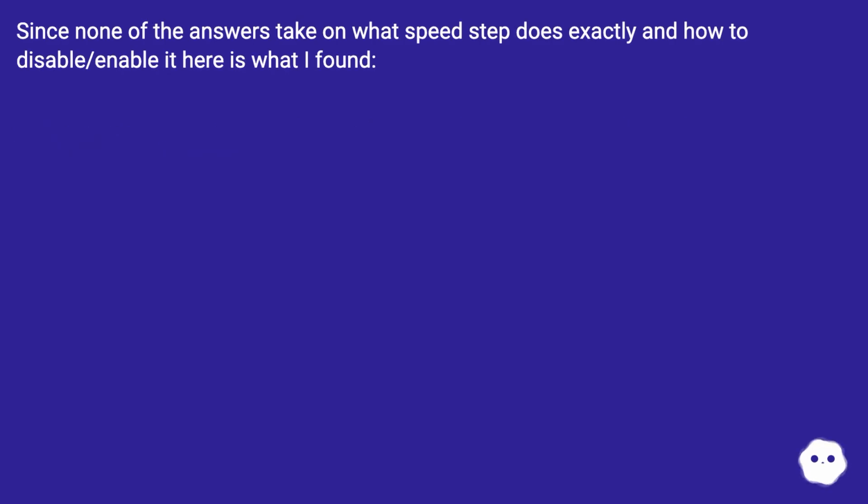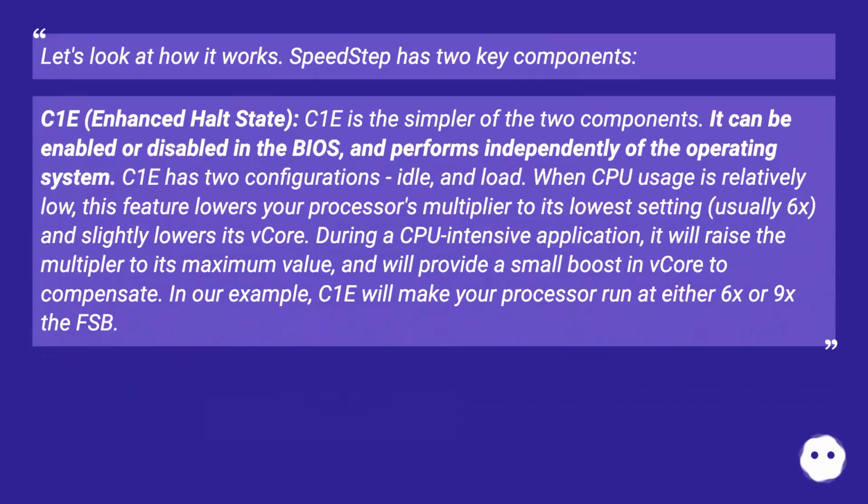Since none of the answers take on what SpeedStep does exactly and how to disable/enable it, here is what I found. Let's look at how it works. SpeedStep has two key components. C1E, Enhanced Halt State, is the simpler of the two. It can be enabled or disabled in the BIOS, and performs independently of the operating system. C1E has two configurations, idle and load. When CPU usage is relatively low, this feature lowers your processor's multiplier to its lowest setting, usually 6x, and slightly lowers its core voltage. During a CPU-intensive application, it will raise the multiplier to its maximum value, and will provide a small boost in core voltage to compensate. In our example, C1E will make your processor run at either 6x or 9x the FSB.